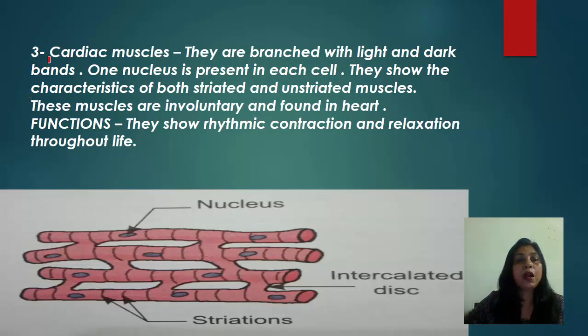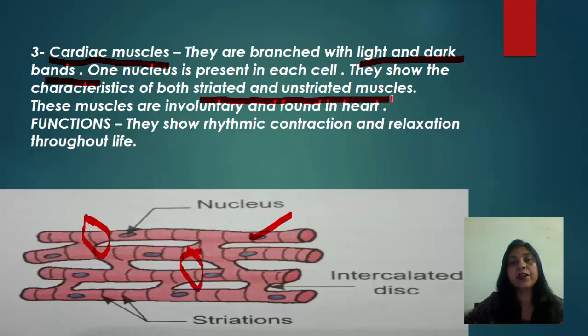Now coming to cardiac muscles. They are branched, as you can see in the figure. This branching is there with light and dark bands. One nucleus is present in each cell, and they show the characteristics of both the striated and unstriated muscles. As you can see, these are branched, one nucleus is present and they have light and dark bands. They have the mixed characteristics of the striated and unstriated muscles.